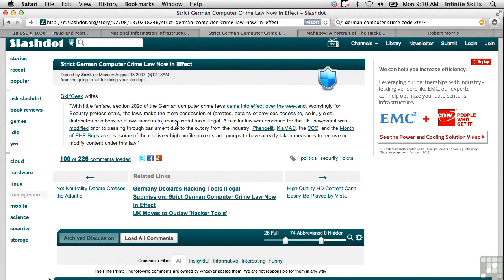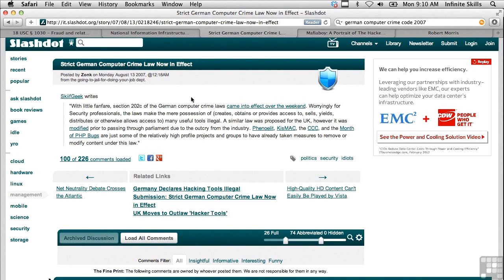You can see here on the Slashdot article, a similar law was proposed for the United Kingdom, but it was modified after outcry from the industry. So, as I said, there are laws in the United States, there are laws around the world that you need to be aware of if you are engaged in ethical hacking activities.